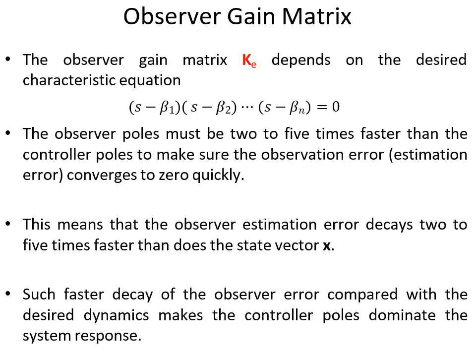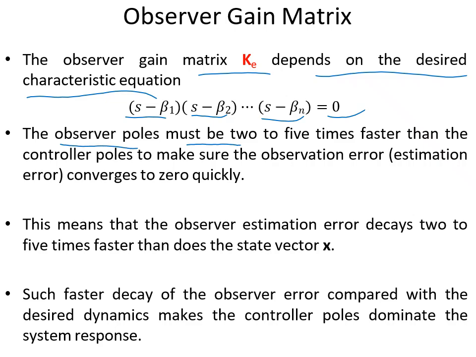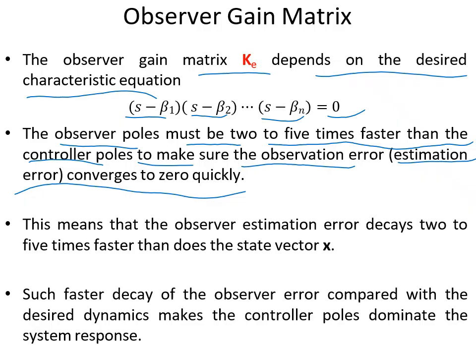The observer gain matrix Ke determines the desired characteristic equation, which is (S minus beta 1) times (S minus beta 2) up to (S minus beta n) equals 0. These are the desired eigenvalues. The observer poles must be 2 to 5 times faster than the controller poles to make sure the estimation error converges to 0 quickly. This will make the response quicker.